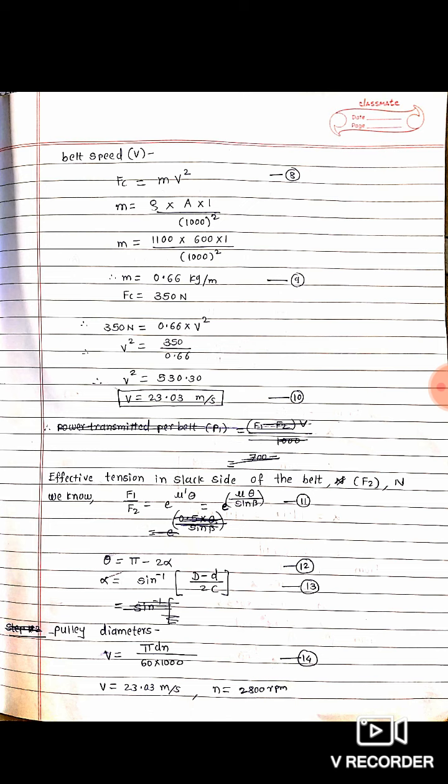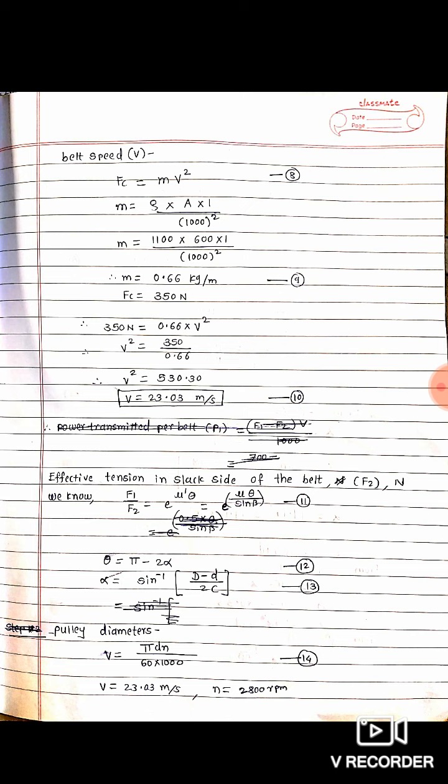As the area is in mm square, so we convert this into meter square, so that we divide by 1000 square. Therefore m is equal to, we know the value of rho, that is 1100, substituting here, into 600 into 1 divided by 1000 square. After calculating, we get m is equal to 0.66 kilograms per meter.